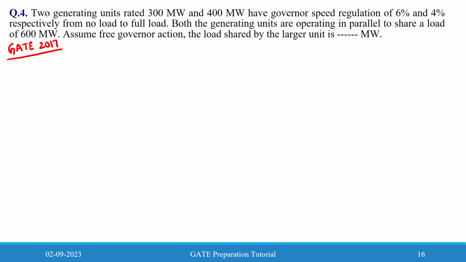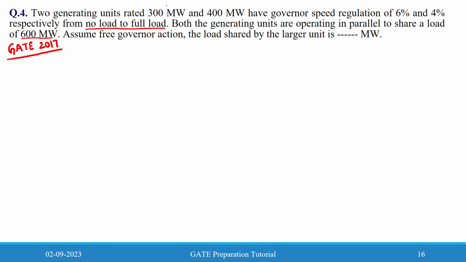So in this problem, it is given that two generating units rated 300 megawatt and 400 megawatt have governor speed regulation of 6% and 4% respectively from no load to full load. Both the generating units are operating in parallel to share a load of 600 megawatt. Assume free governor action. The load shared by the larger unit is dash dash megawatt.